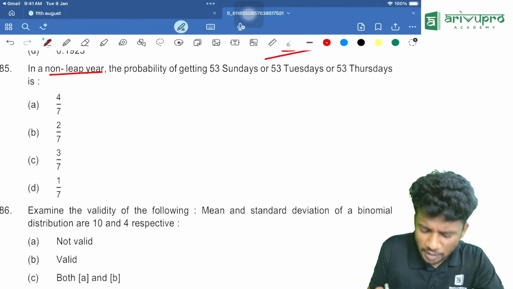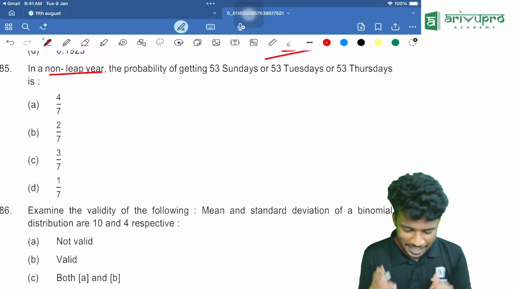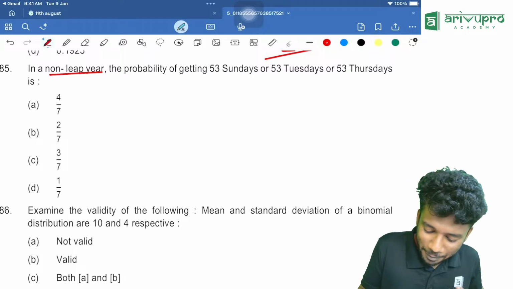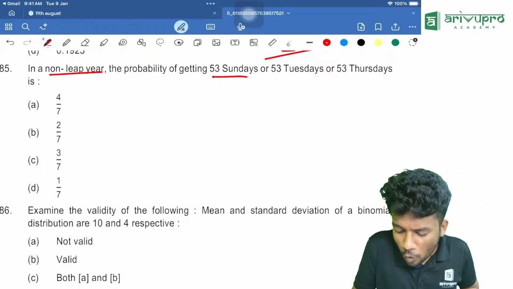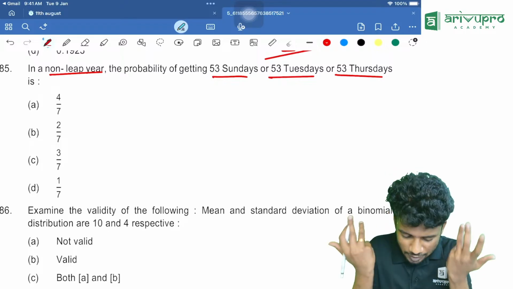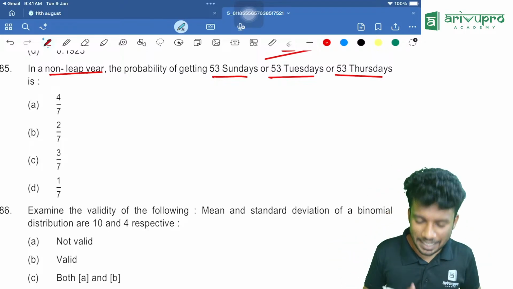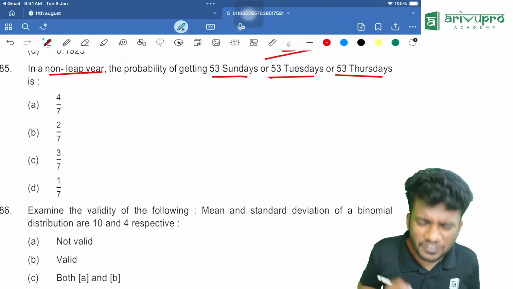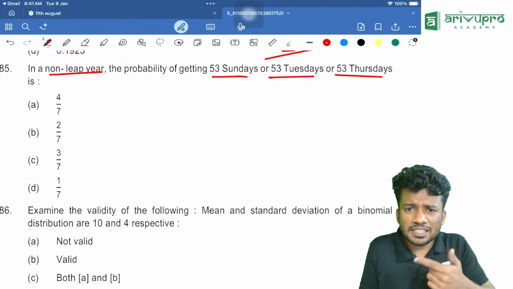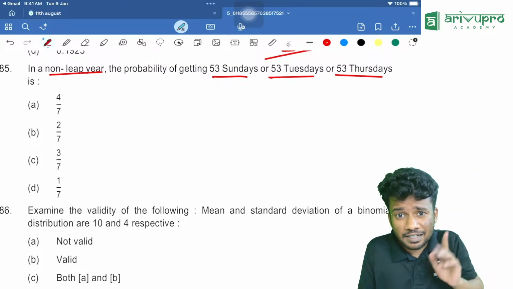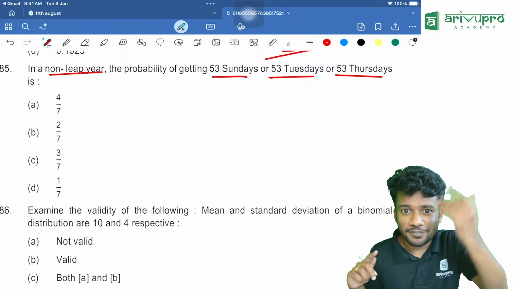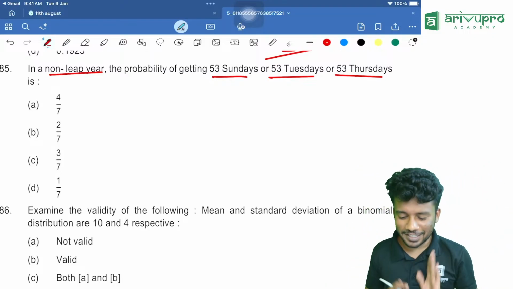Another direct question. You can check the marathon for the concept. In a non-leap year, the probability of getting 53 Sundays or 53 Tuesdays or 53 Thursdays is what? Yes, what is the answer? Now, how to do this? 53 Sundays. How to get it in a non-leap year? Anyway, 1 day will be remaining, right? What are those days? Sunday, Monday, Tuesday, Wednesday, Saturday, Friday, Thursday, everything is there. Yes, 7 days are there.